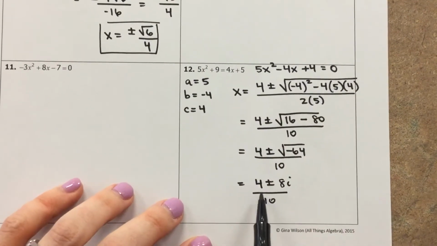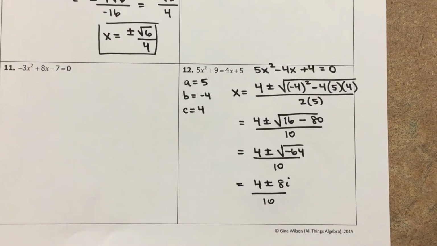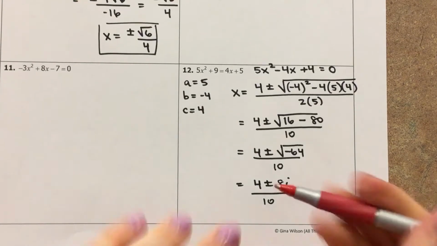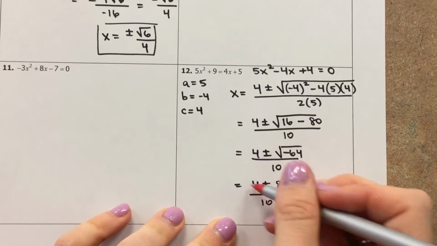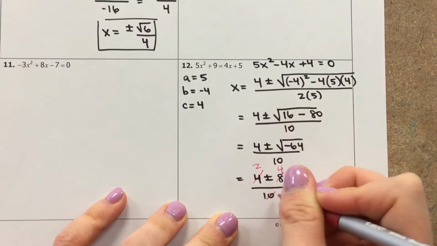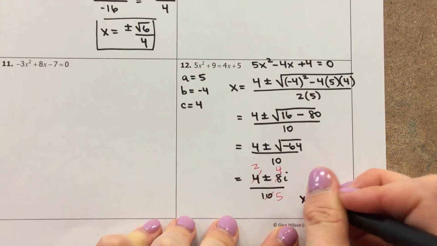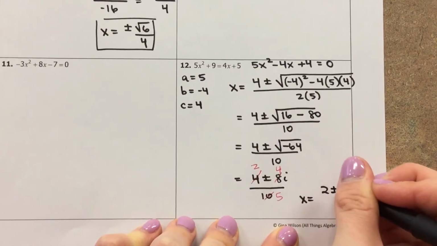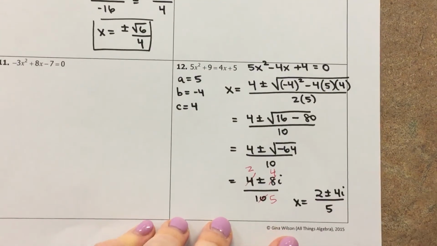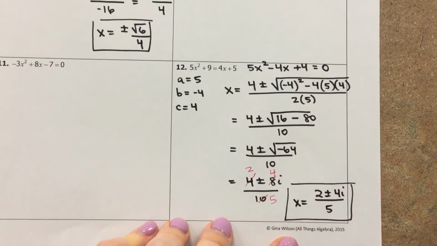So now I can reduce this down. The 8, the 4, and the 10, those can all reduce down by 2. So what I'm going to do is just show you what that will look like. So you can only do this if all 3 are divisible by the same thing. So divide this by 2, divide this by 2, divide this by 2. And that's your reduced version. So we have 2 plus or minus 4i over 5, and that is the most reduced version. These are complex answers because they've got a mix of real and imaginary parts.